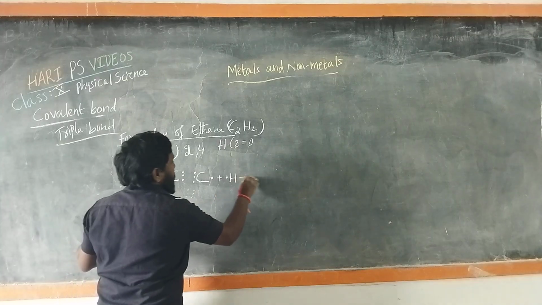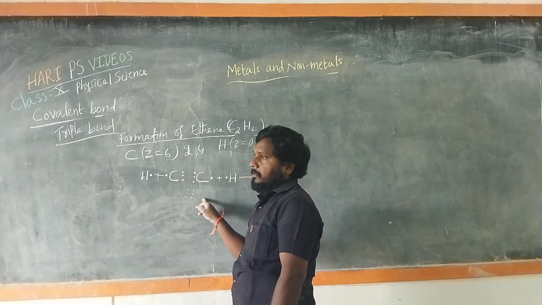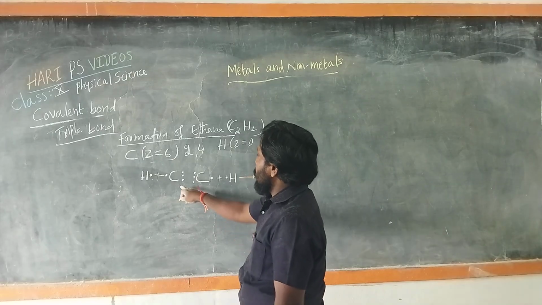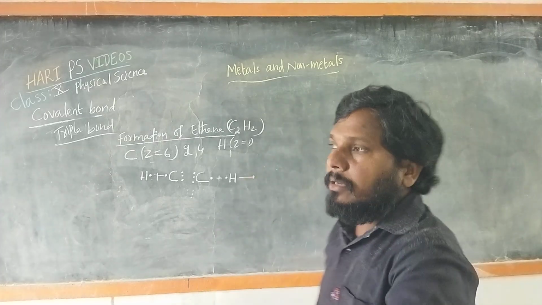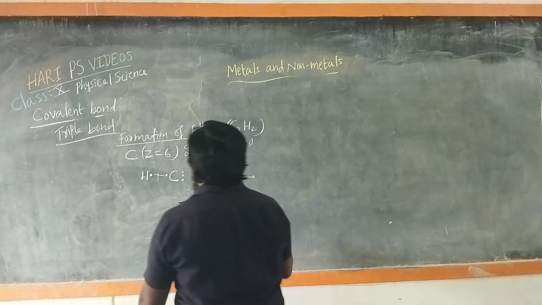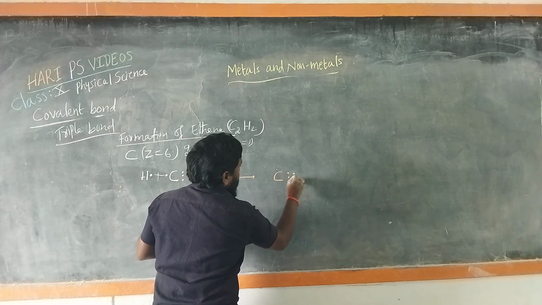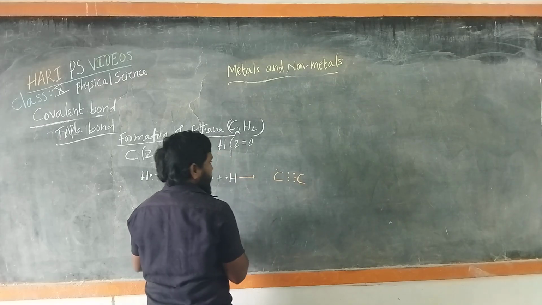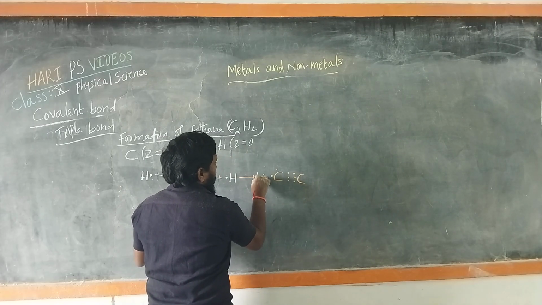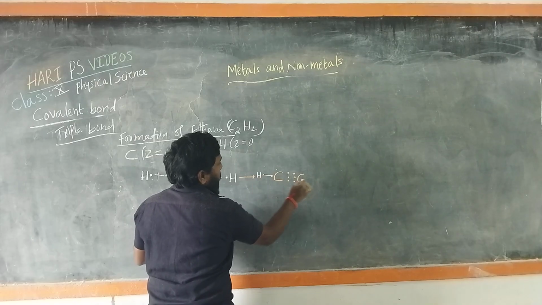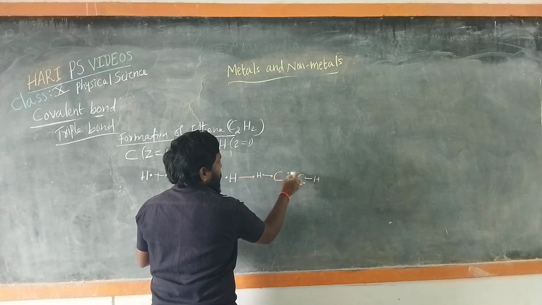So how is the bond formed? Between these carbon and carbon, 3 pairs of electrons are shared, one pair of electrons between one carbon and another carbon.